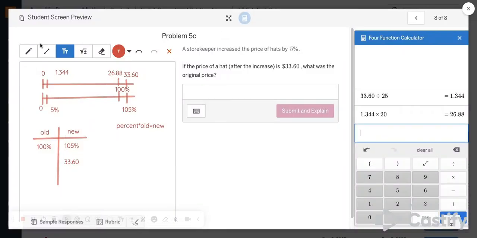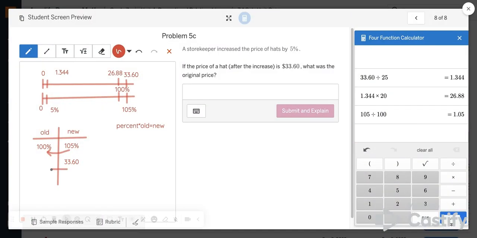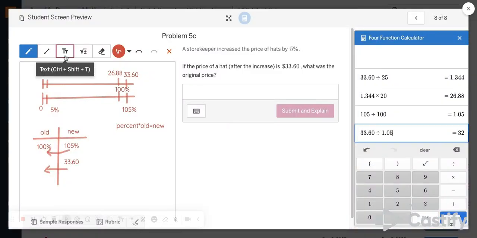So I'm going to divide from right to left across the top row, the row where I know both numbers. It does not matter which row, it just needs to be the row where you know both numbers. So 105 divided by 100 is 1.05. I am now going from right to left, which is the direction that I just divided. So now I need to divide by my constant of proportionality, 1.05, and that gives me $32, which means I did the double number line wrong.